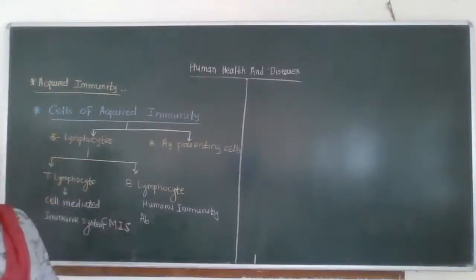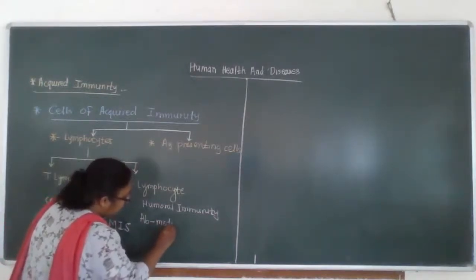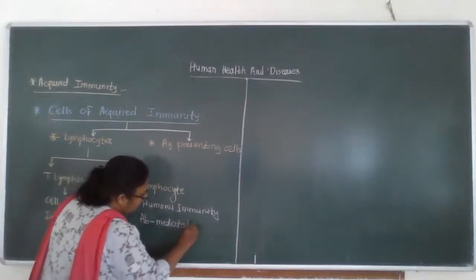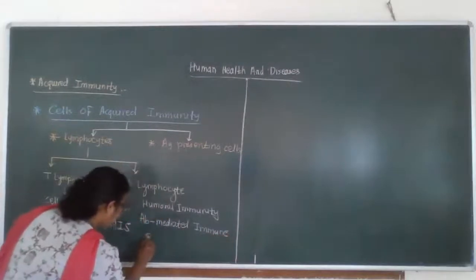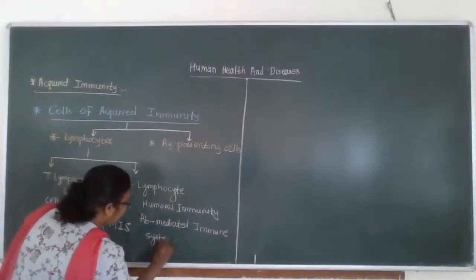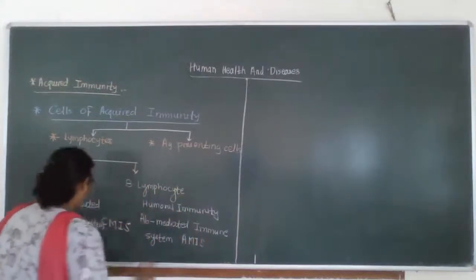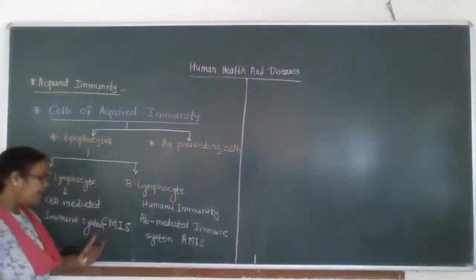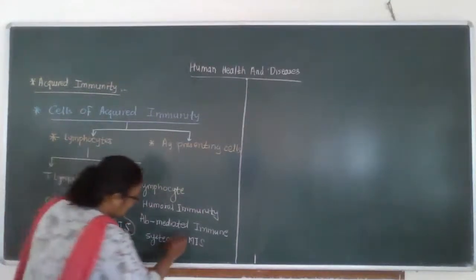In humoral immunity, especially antibodies are produced, and it is called the antibody mediated immune system. Cell-mediated immune system and antibody mediated immune system. So focus on these two. The long form can be asked.